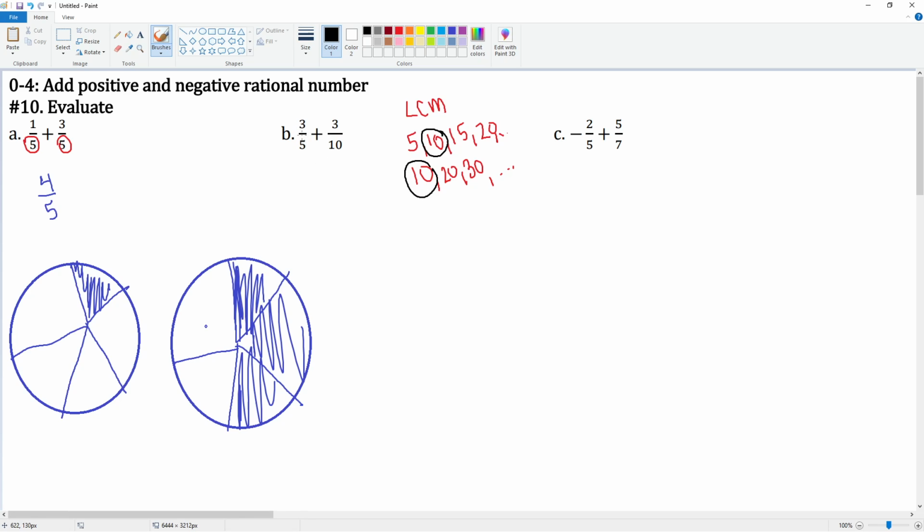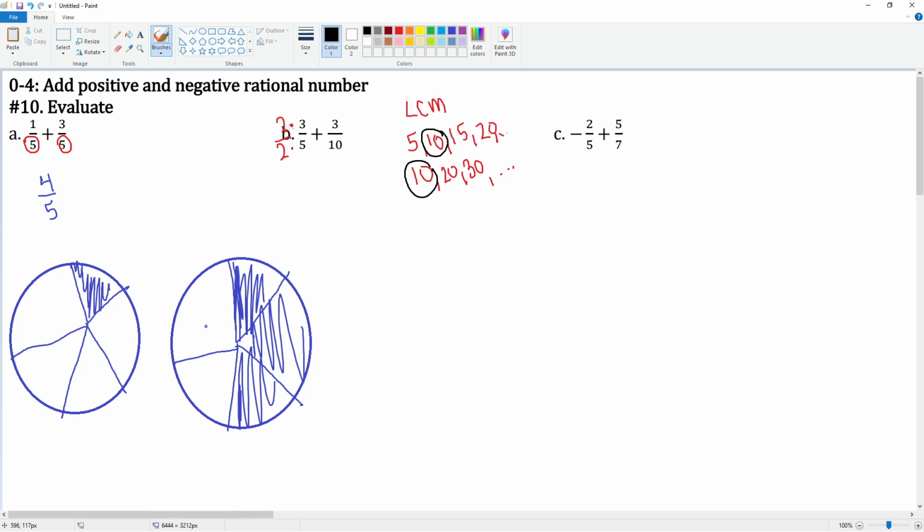So we have 3/5. We're trying to make the bottom number into a 10, so we multiply the bottom by 2. So we also have to multiply the top by 2. The other fraction, 3/10, the bottom number is already 10, so you don't have to do anything to it. So let's do the multiplication now.